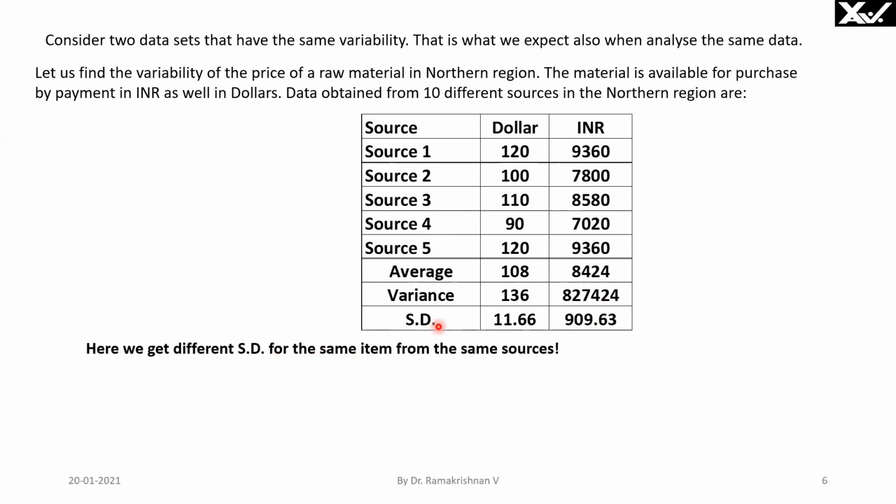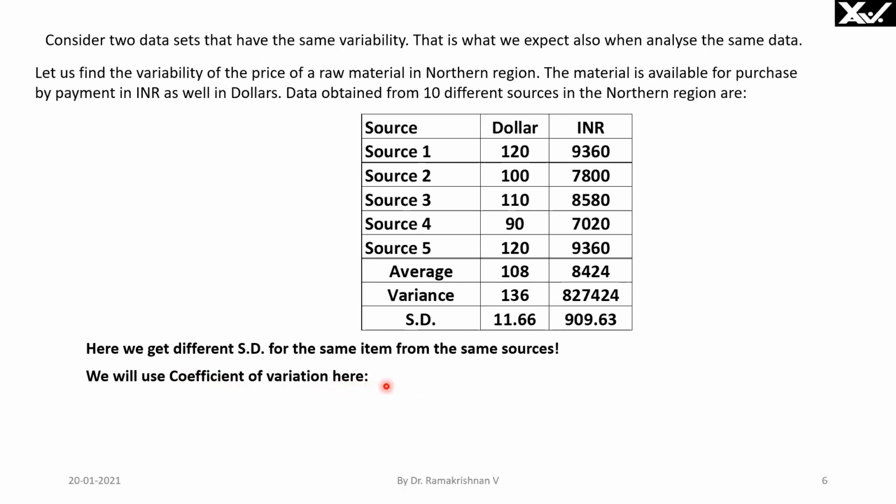Now, please see this. I have taken the same raw material. I have considered the same sources, but then why should the standard deviation be different? It is showing a small variability here, and 10 times this variability here, which is not what we wanted. I know for sure, because the material is same, sources are same, so the answers also should be same. There cannot be variability. Here we get different SDs for the same item from the same sources.